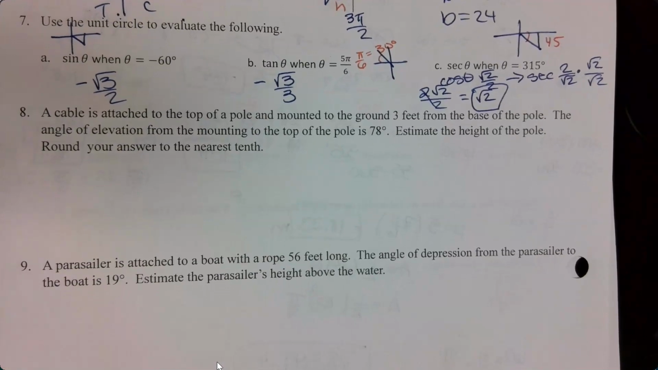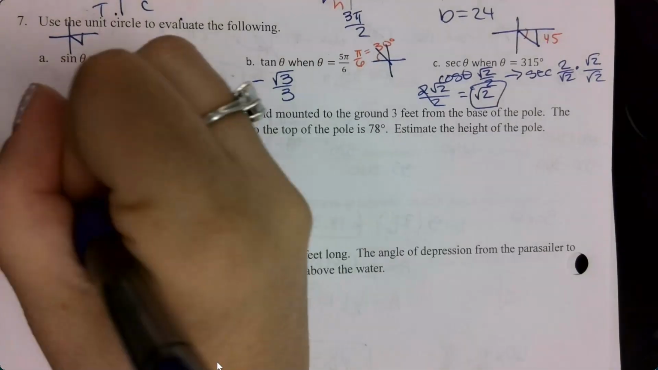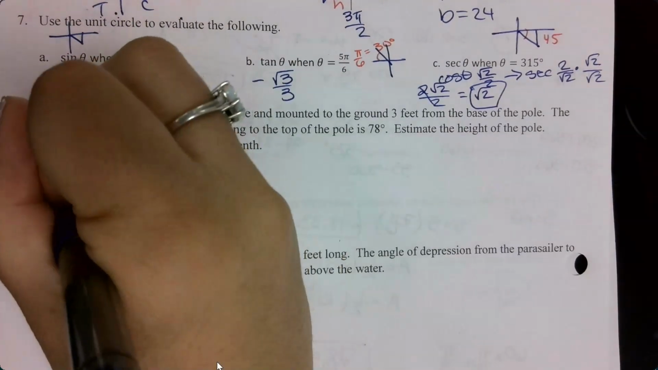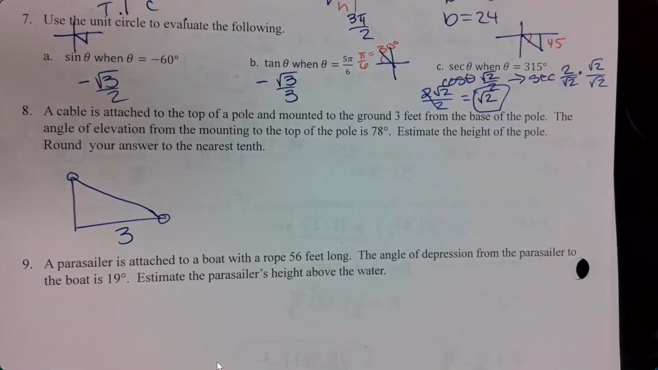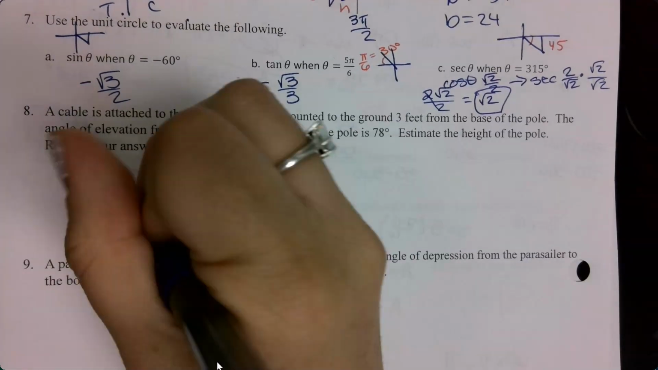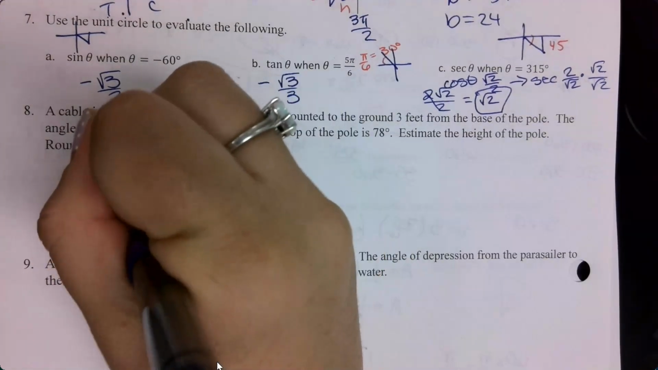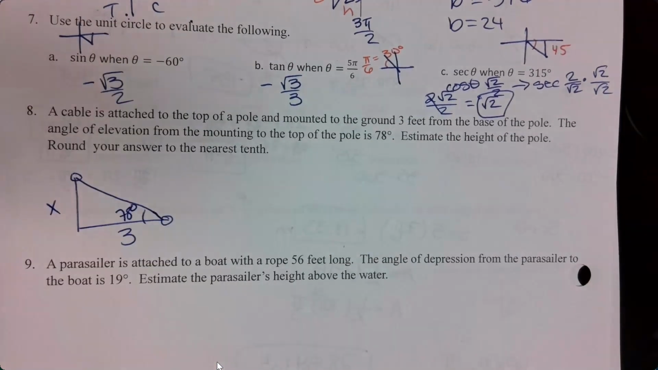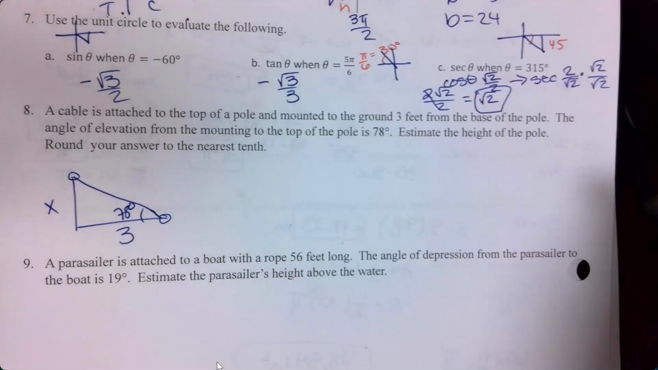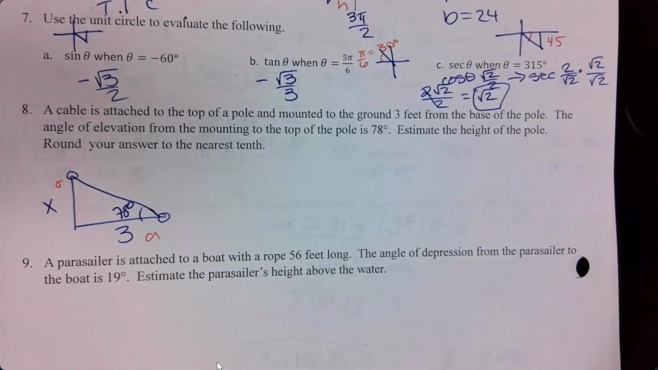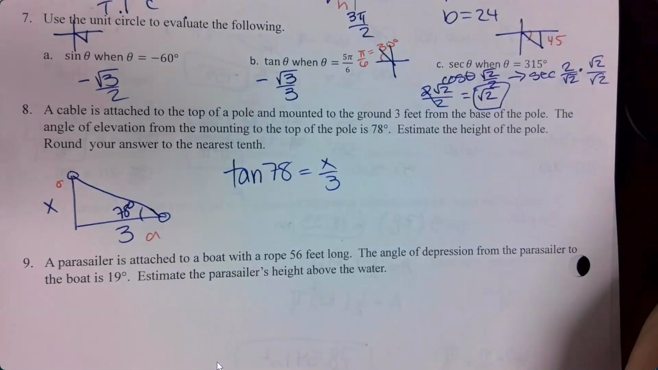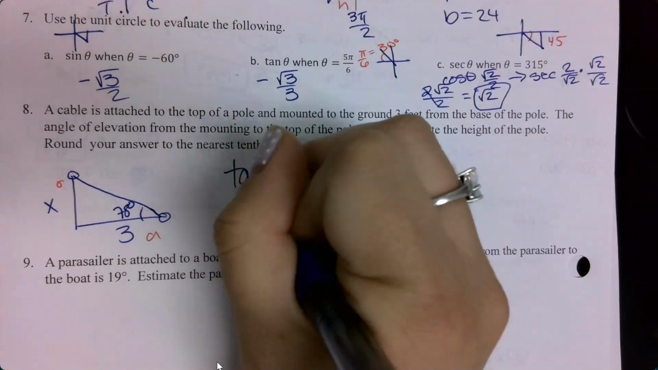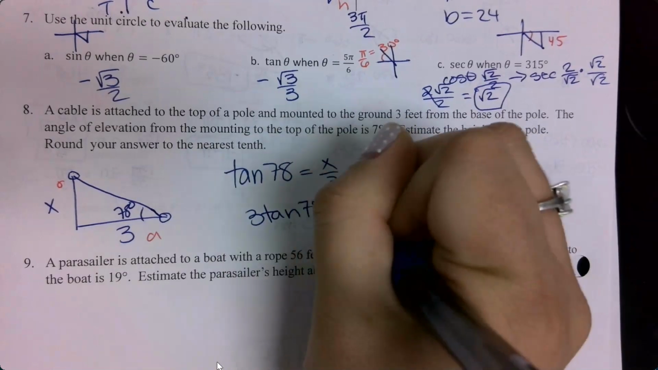Number 8 says a cable is attached to the top of a pole and mounted on the ground 3 feet from the base of the pole. So it's tied here and here, so 3 feet from the ground. The angle of elevation, so looking up, is 78 degrees. What is the height of the pole? So how tall is it? This one I have my opposite and my adjacent, so this is going to be tangent. I have tangent 78 equals x over 3. I want to solve for x, multiply both sides by 3. I get 3 tangent 78 equals x.